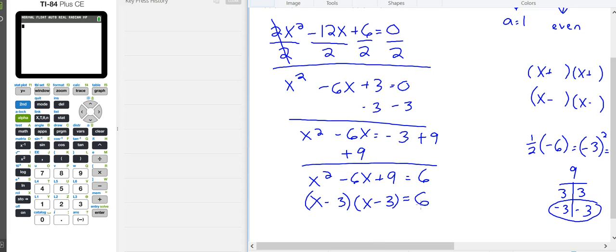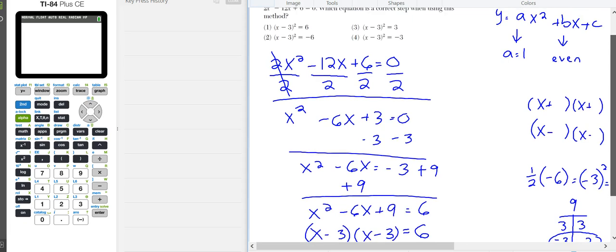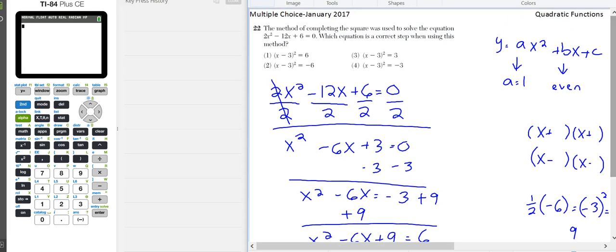And this can be rewritten. X minus 3 times x minus 3 can be rewritten as x minus 3 squared is equal to 6. And if you look back at the answer choices, x minus 3 squared is equal to 6 is choice 1, which is the answer to the question.